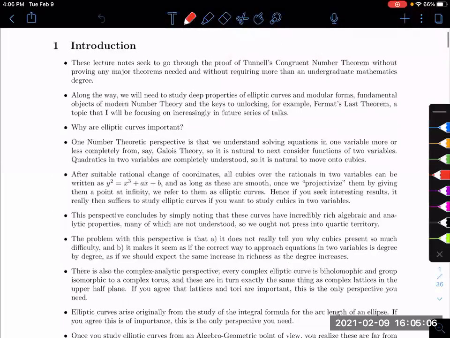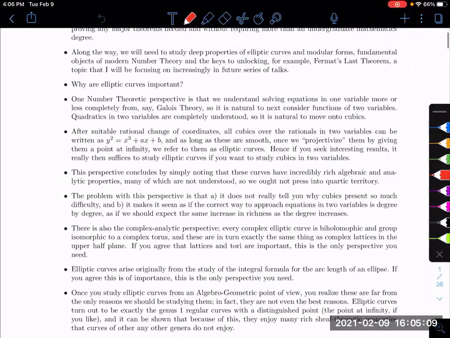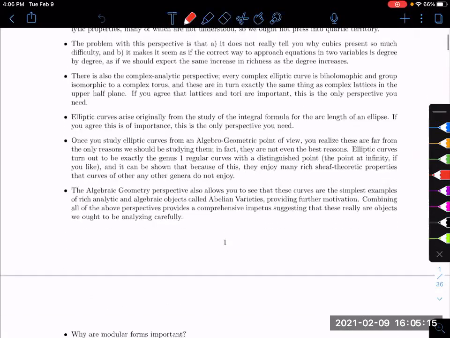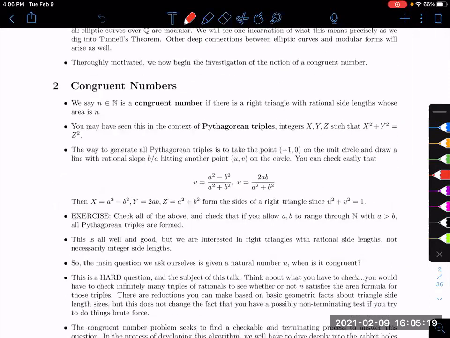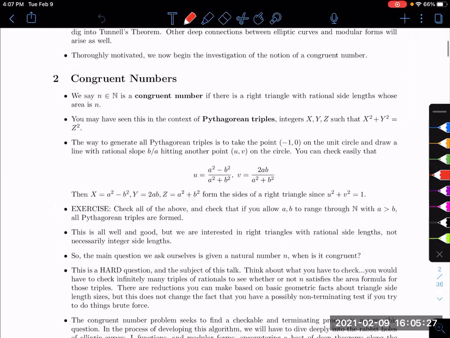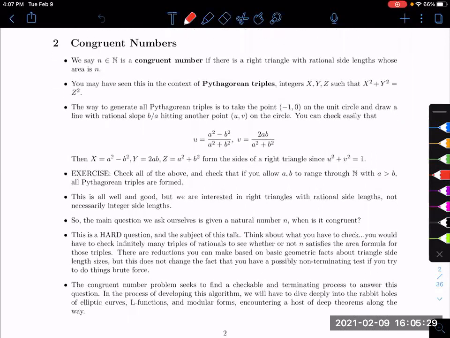So last week, at least the first 20 minutes was spent motivating the study of elliptic curves in modular forms. I'm not going to go through any of that. If you want to see any of that, I'll be sending my notes out at the conclusion of this series of talks. I'm not going to do it before then because I'm going to be modifying and fixing things in between now and then. But we also defined what a congruent number is.